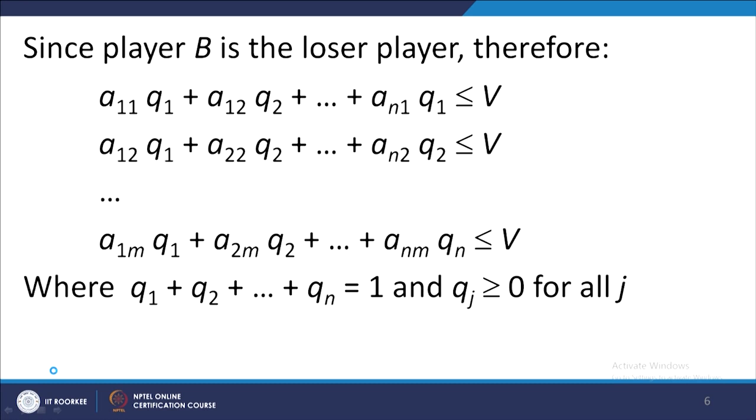Since player B is the loser player, see there are two players, one is player A and the second one is player B. So, we are assuming for all such cases that player A is the winner and player B is the loser. Since B is the loser player, we must have the following conditions: A11 Q1 plus A12 Q2 plus up to A1n Qn less than or equal to V, and similarly up to Am1 Q1 plus Am2 Q2 plus up to Amn Qn less than or equal to V, such that Q1 plus Q2 plus up to Qn should be equal to 1 and all the Qi's should be greater than or equal to 0.